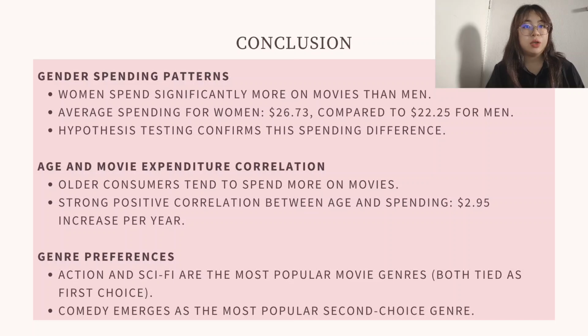From this assignment, I have concluded that gender and age play significant roles in influencing movie spending patterns. Women, on average, spend more on movies than men, and older consumers tend to spend more as well, with spending increasing by $2.95 for each additional year of age. Additionally, genre preferences show that action and sci-fi are the most popular genres, tied as the first choice, while comedy is the leading second choice genre. These insights can help businesses in the movie industry understand consumer behaviors and tailor their marketing strategies accordingly.